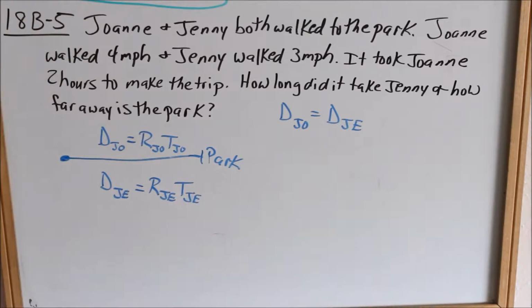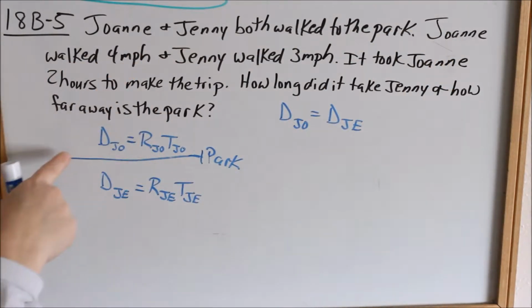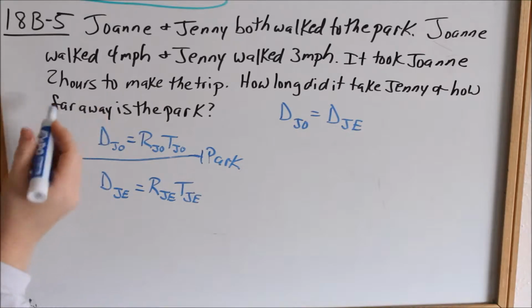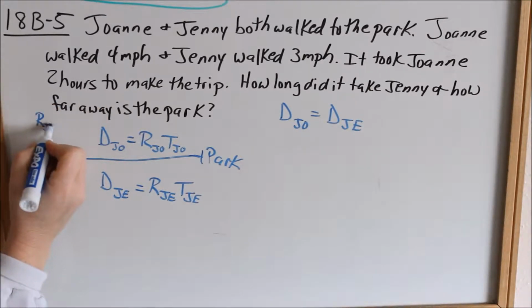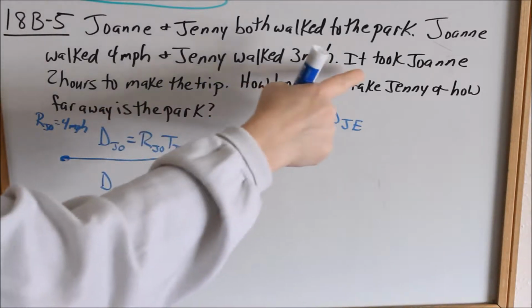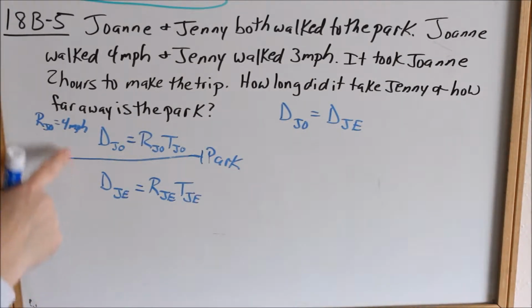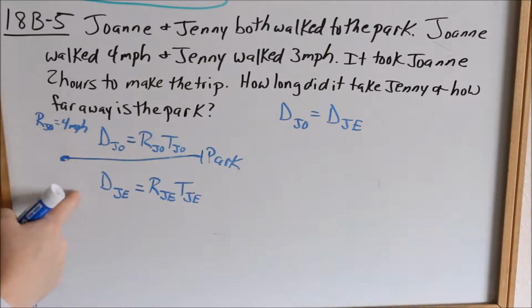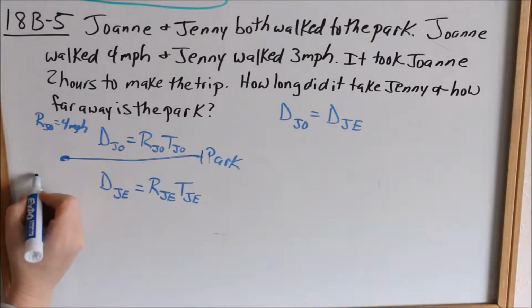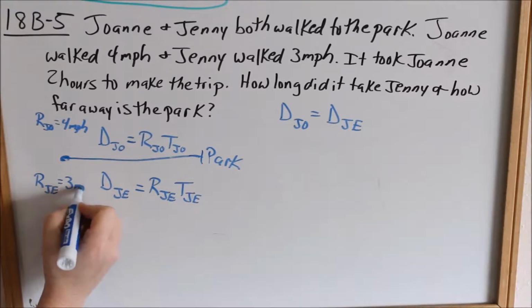Now let's go back to the problem and see what other information we know. Okay? It says Joanne walked 4 miles an hour. So up here in Joanne's information, I'm going to write down that the rate of Joanne equals 4 miles an hour. Then it said that Jenny walked 3 miles an hour. So down here, I'm going to keep all of Joanne's information up here, and then I'm going to keep all of Jenny's information down here. So Jenny's rate was 3 miles an hour.